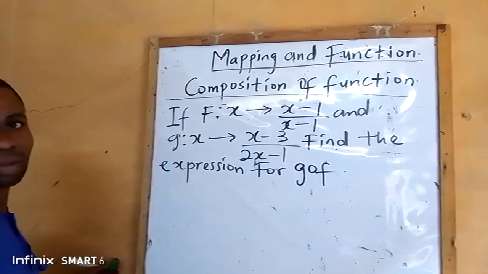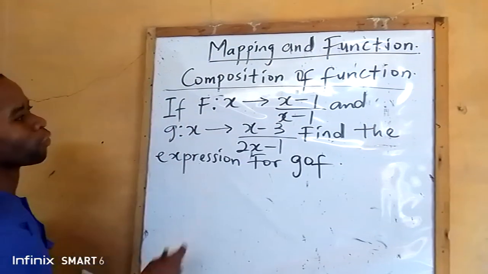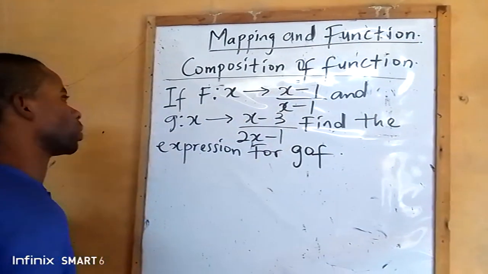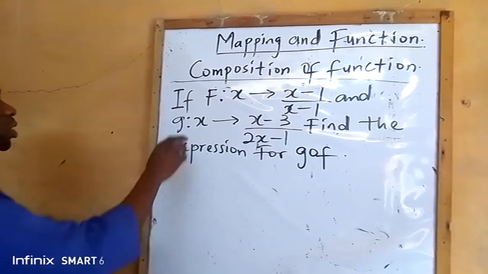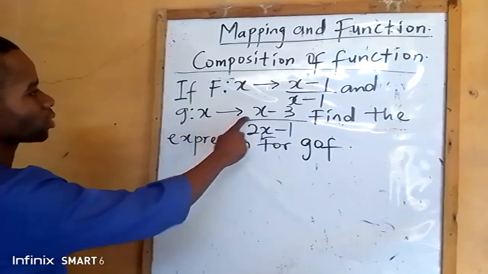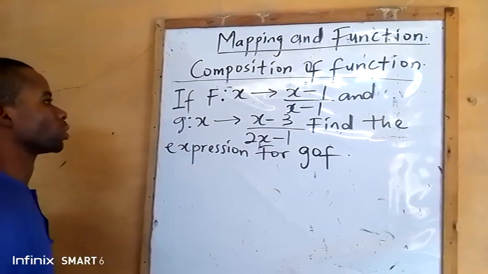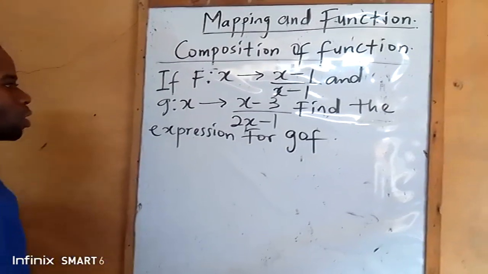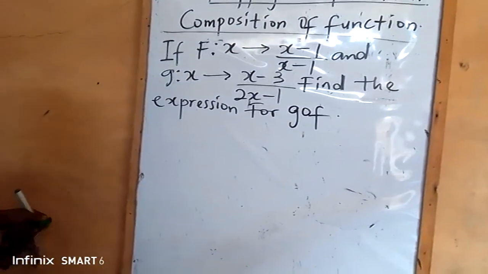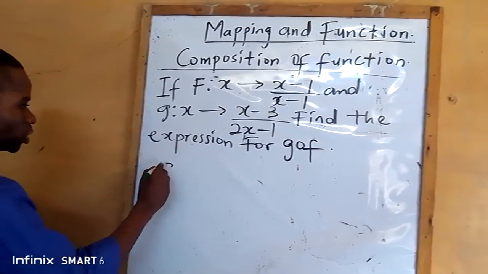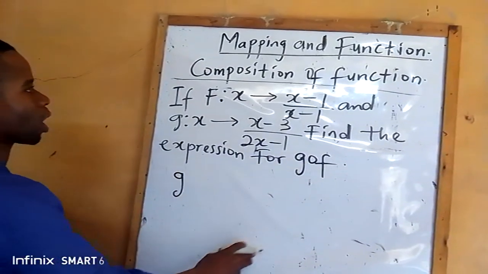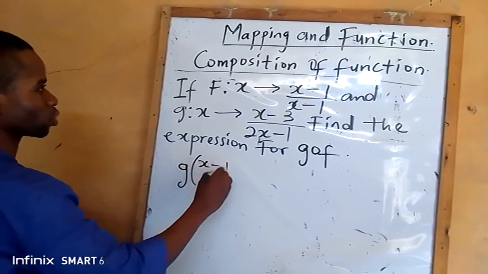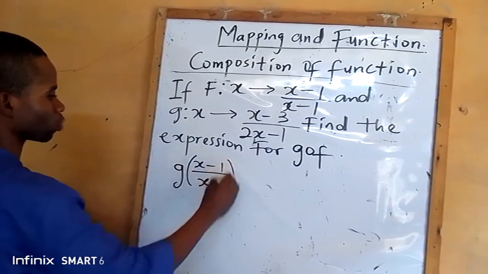If you look at this, it says if f of x is x minus 1 all over x plus 1 and g of x is x minus 3 over 2x minus 1, find the expression for g of f. For g of f, the first thing you do, like I said, is to write the g. And what is f? Our f is this, x minus 1 all over x plus 1.